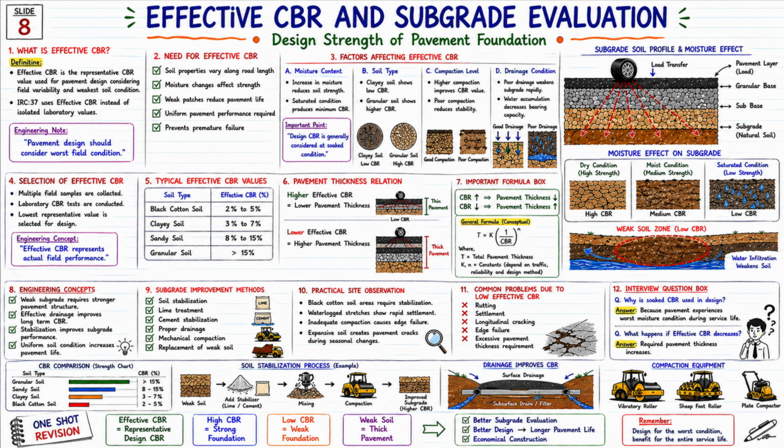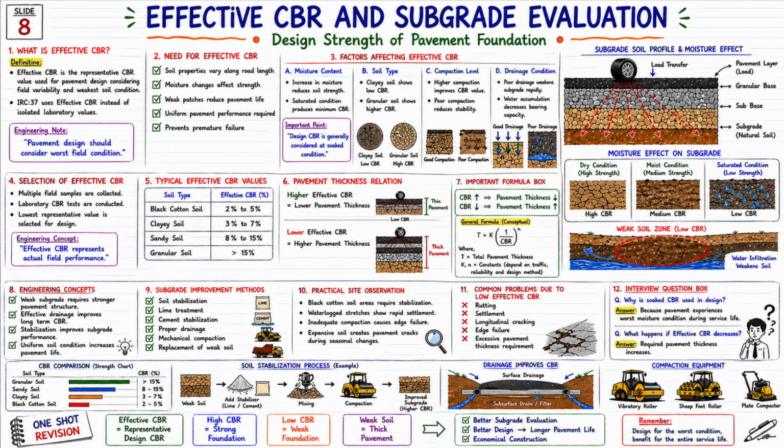Now let us look at the sixth topic. Pavement thickness relation. Now the most important design relation is shown here. Higher effective CBR, lower pavement thickness. Lower effective CBR, higher pavement thickness. Now what does this mean? If the soil is weak, then the pavement layers will have to be made thick.